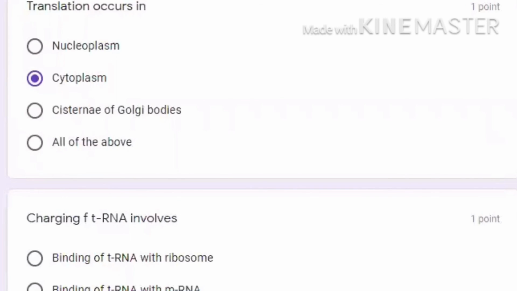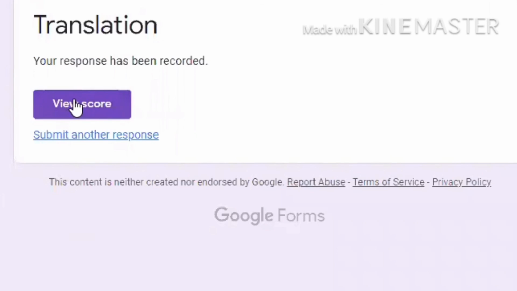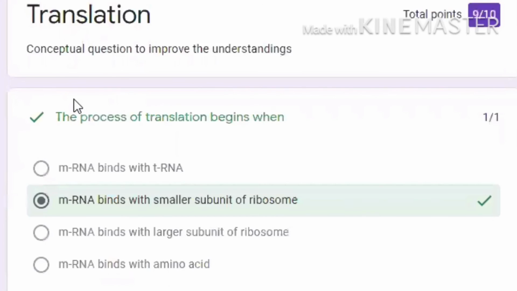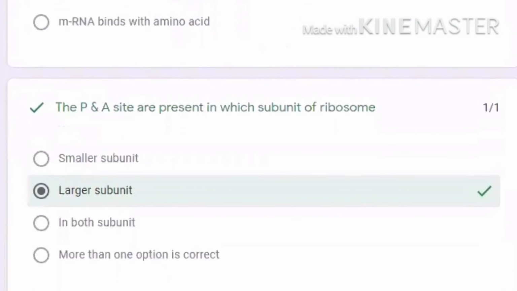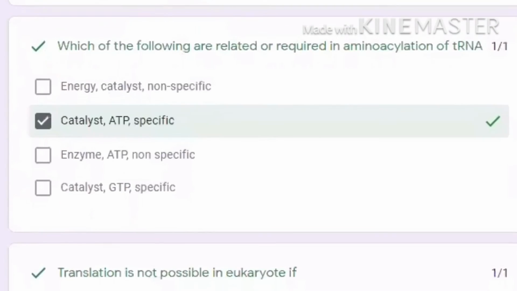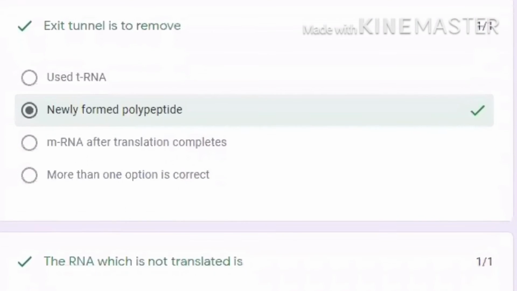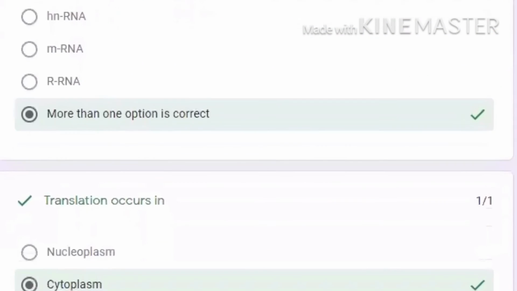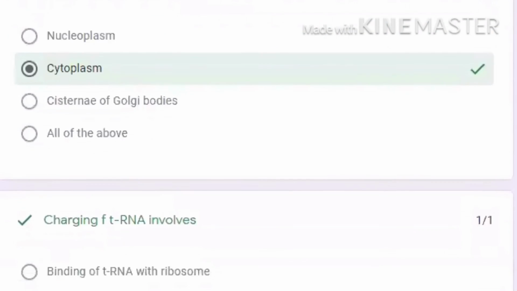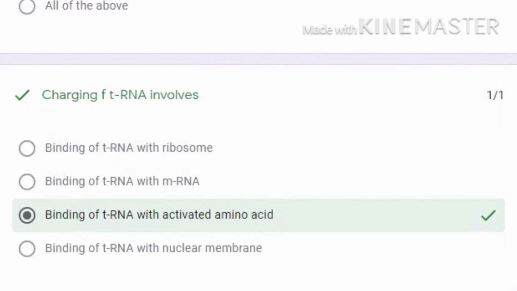After solving this, you need to submit it. After submitting, you can review your answers. You can go and scroll back and check it. This practice session will help you to improve. Still, if you have any doubts, then you can ask me.